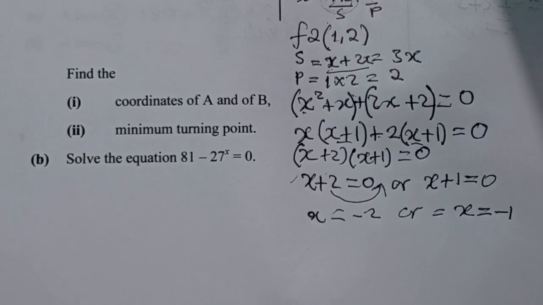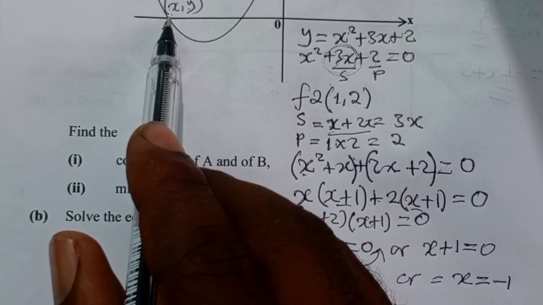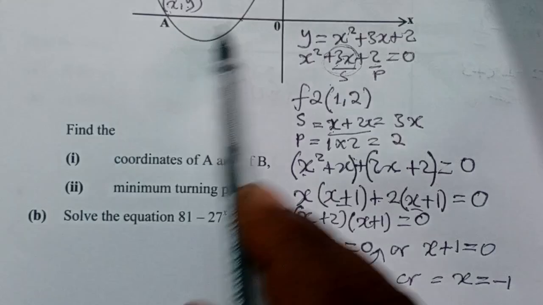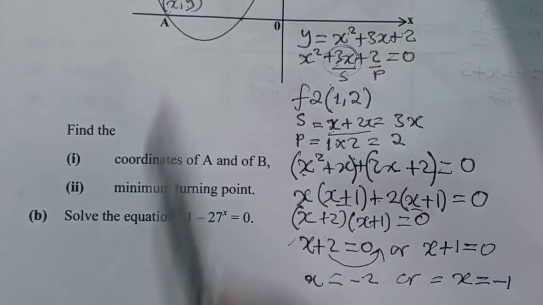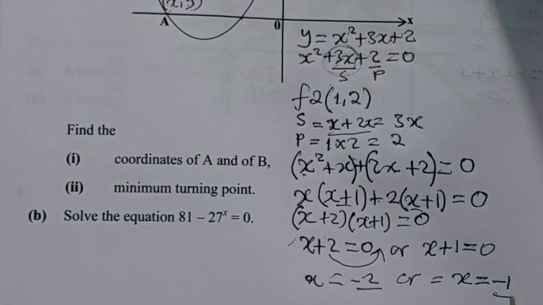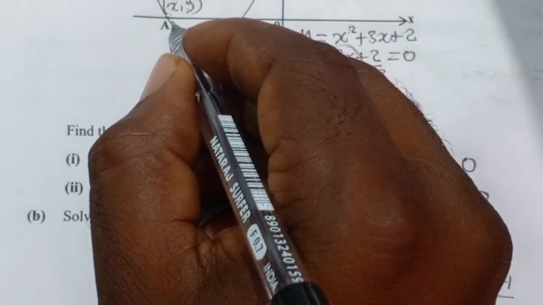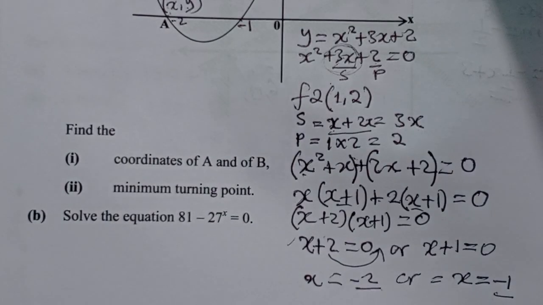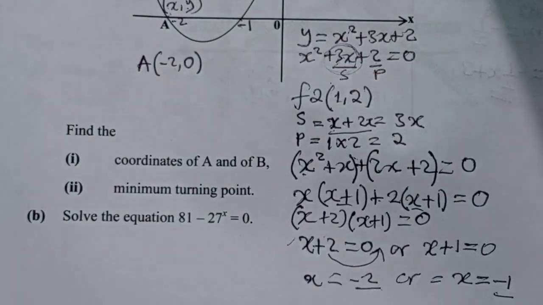Now you check the coordinates. We have coordinate A and this coordinate, and we have 0 here. The graph is cutting the x-axis at 2 points, which are negative 2 and negative 1. If this is 0, then this is negative 1 and this is negative 2. So the coordinate of A is negative 2, 0.